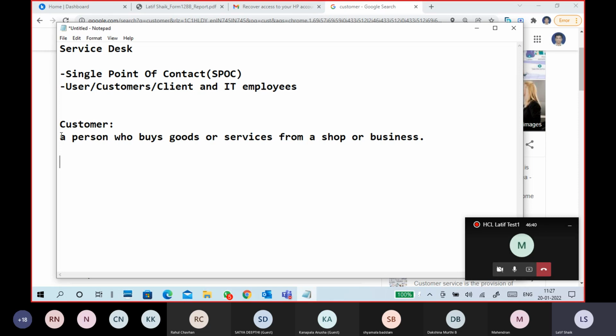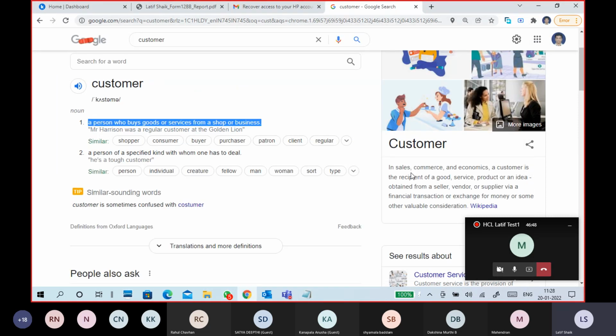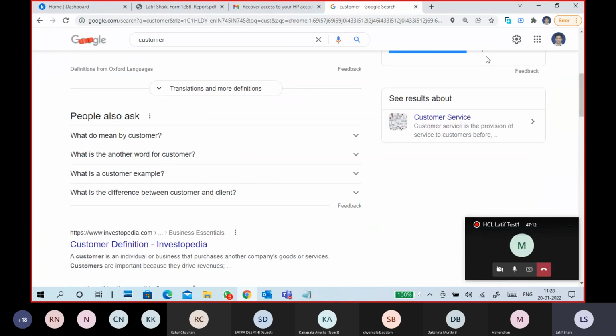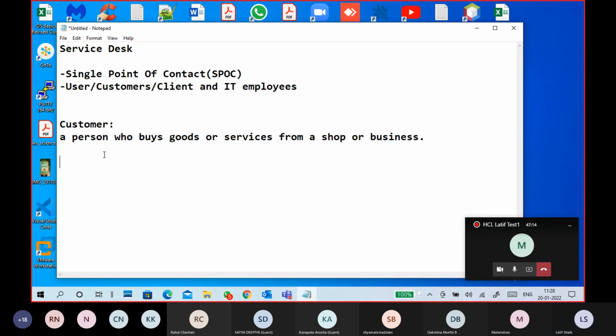Okay, a customer means a person who buys goods or a service from a shop or a business. Different kinds of customers exist in sales, commerce and economics. A customer is a recipient of goods, service, or product obtained from a seller, vendor or supplier via financial transaction or in exchange for money or some other valuable consideration. It is a very big definition; I chose only the small one because I want to tell you a lot of things about customers. Okay, guys, who becomes a customer?